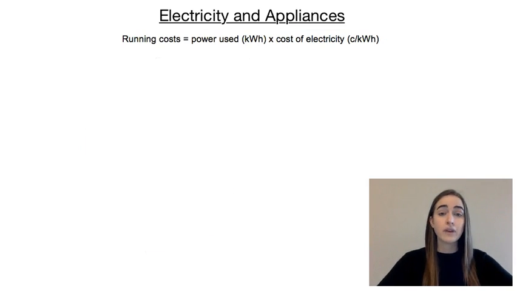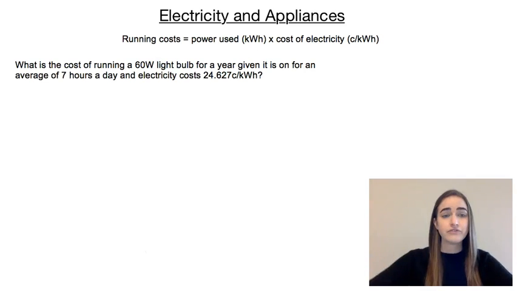Now, if we know how much power or how much electricity an appliance is using, or anything is using, it might be a light bulb, it might be anything, then we can calculate how much it's going to cost for us to run that. And we're going to do that by knowing how much power it's used, multiplied by how much the electricity is costing us per kilowatt hour. So our first example asks us, what is the cost of running a 60-watt light bulb for a year, given that it's on for an average of 7 hours per day, and electricity costs 24.627 cents per kilowatt hour.